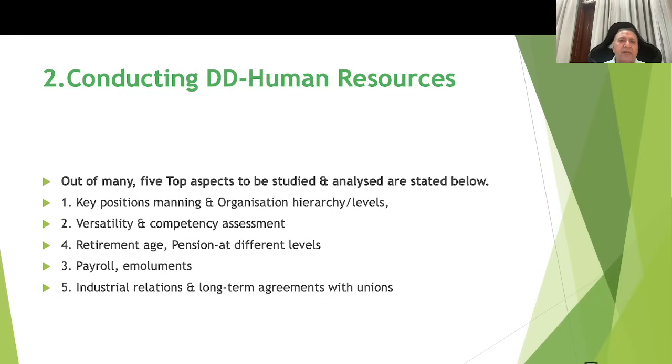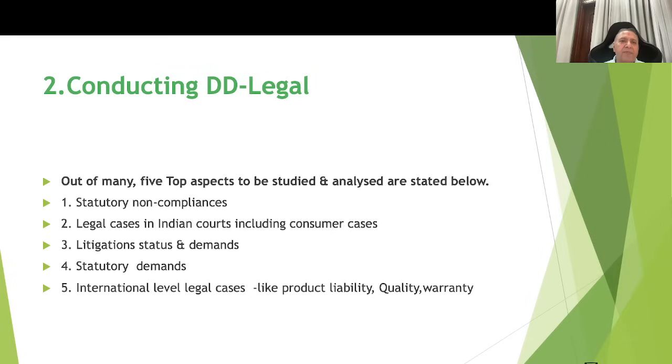Human resource aspects. This includes key positions, manning and organization hierarchy and levels in the target company, versatility and competency assessment, retirement age, pension at different levels. This is going to be very important aspects. Payroll, emoluments, industrial licensing and long-term agreements with the unions.